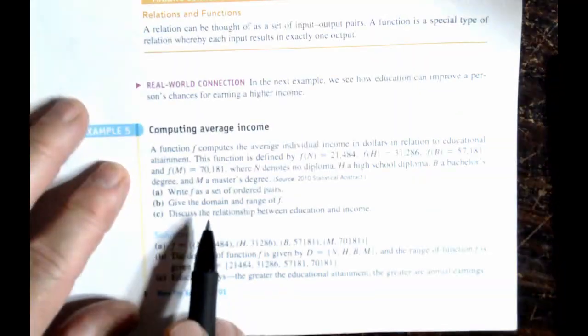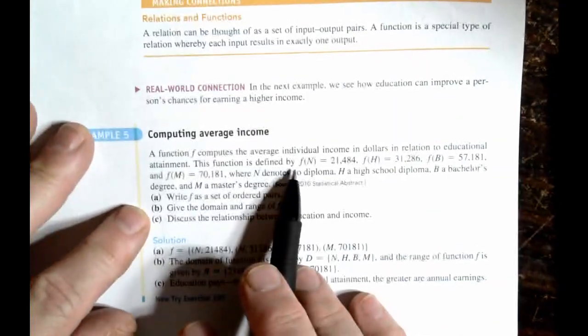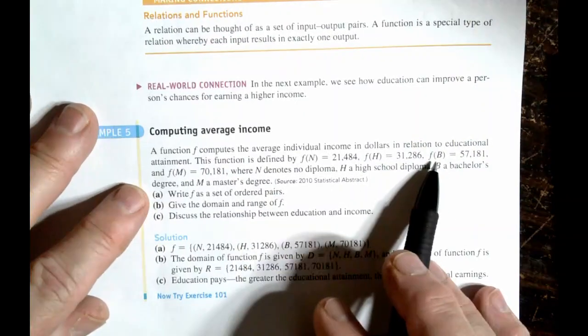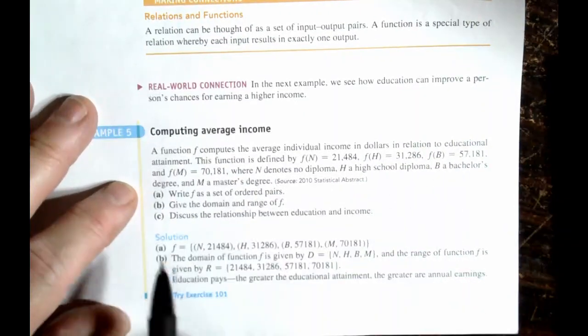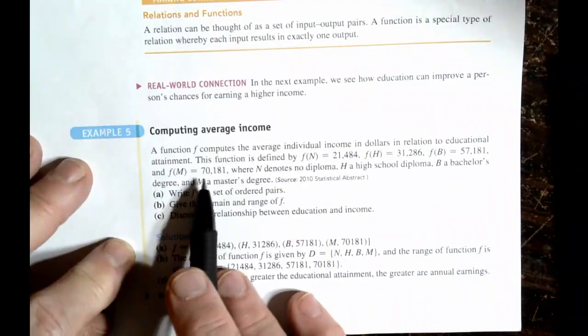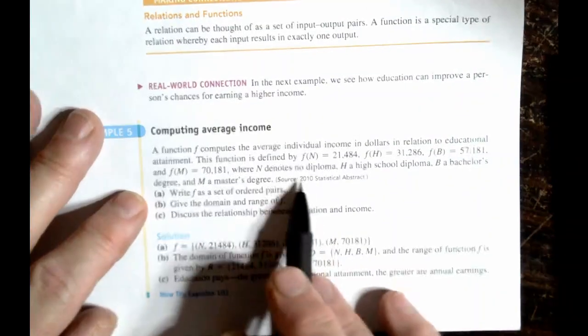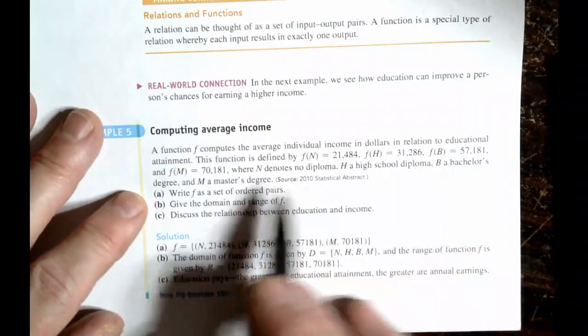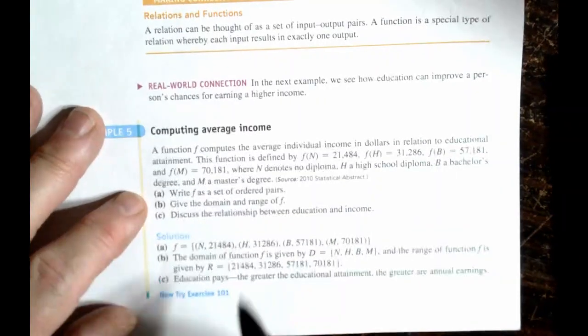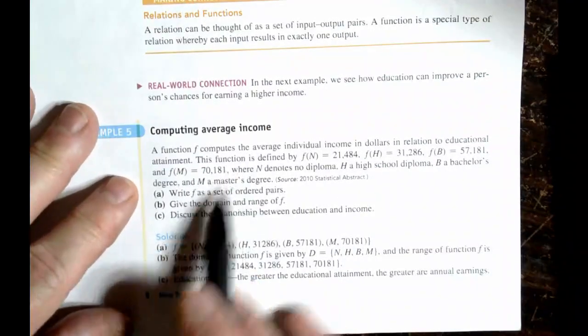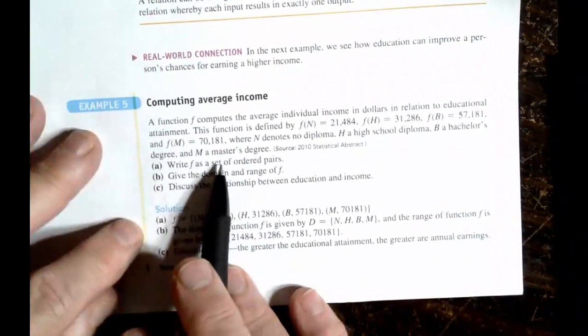Alright. Now this one says compute the average income, and so they say f of N equals 21,000 something, f of H equals 31,000 something, f of B equals 57,000 something, f of M equals 70,000 something, where N is no diploma, H is high school, B is bachelor's, M is master's degree. So notice the higher your education is, the higher your average salary is. So write F as a set of ordered pairs.